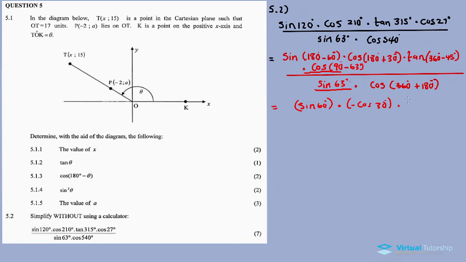Times tan 360 minus... okay, now yoba negative, since ku fourth quadrant tan negative, so it's negative lana negative tan 45 degrees, divided by... wait, am I forgetting something lapha phezulu?